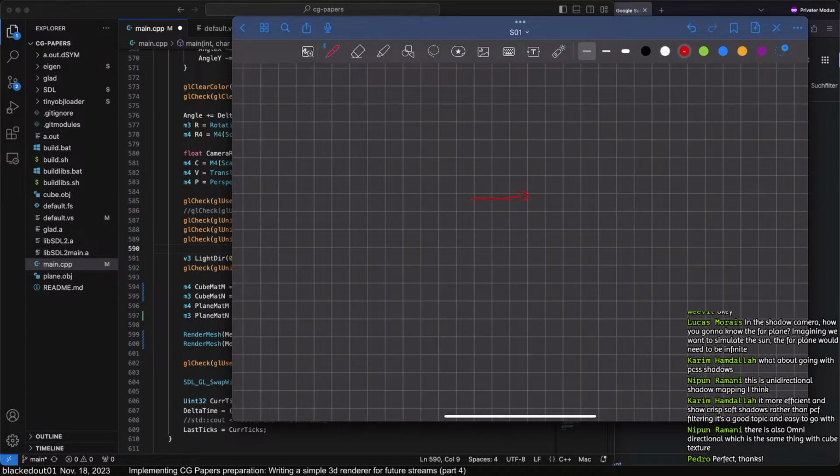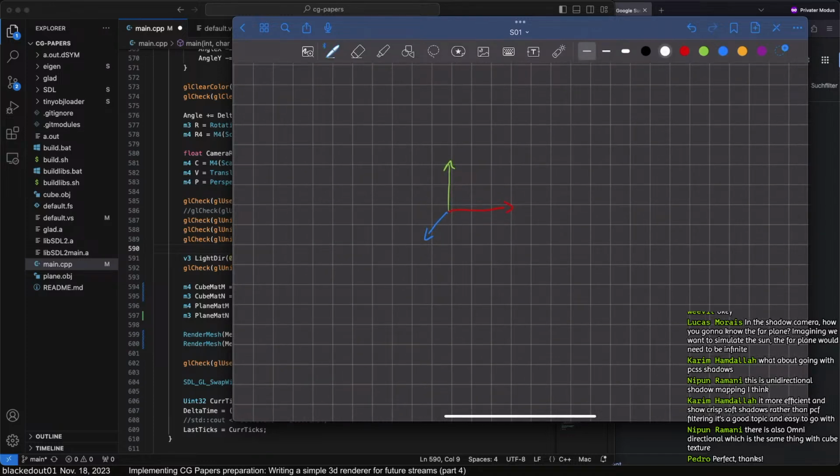So if this here is the default coordinate system, basically the world coordinate system, then what I like to do is, because normally we are looking at the scene from this direction, so basically the camera would be here, I like to take this vector here and rotate it into the direction of the light by using two angles, similar to how spherical coordinates work.